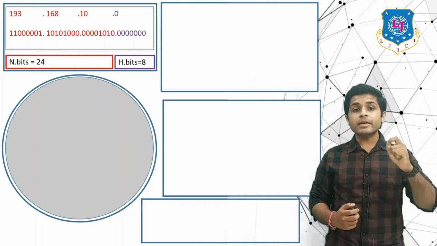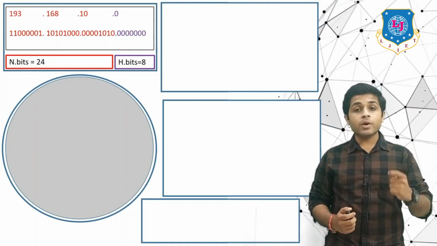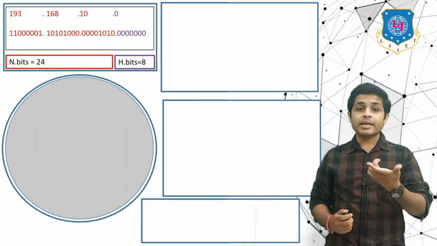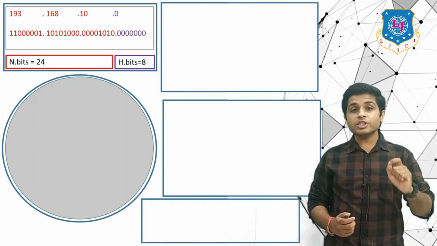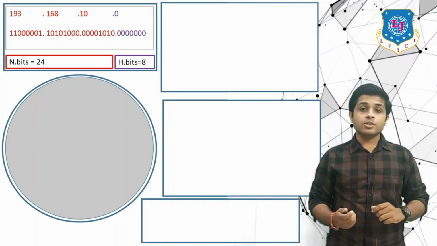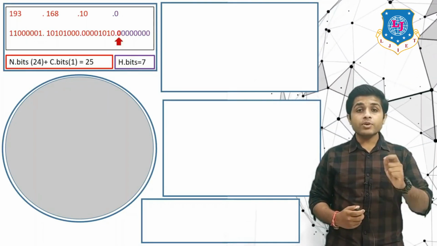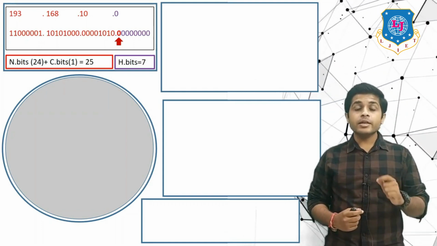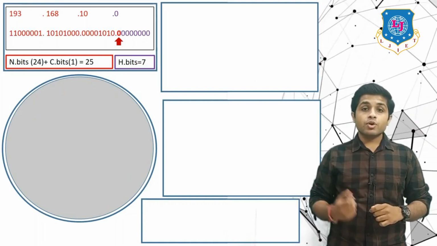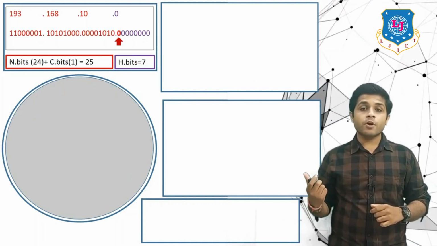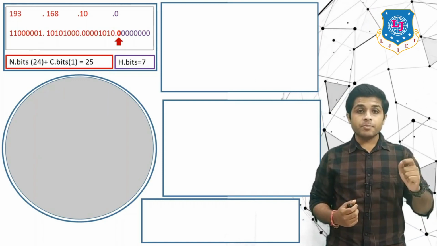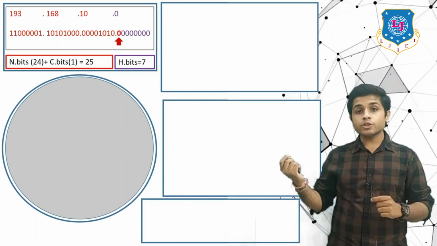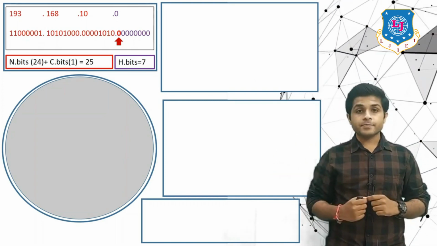So to divide the network into subnets, we will convert the host bits into network bits. Because network bits cannot be changed, we can only change the host bits. So let's change the host bit. Now you can see that that particular bit is converted into a network bit. So host bits are changed from 8 to 7 and the network bits are changed from 24 to 25. So we have converted one host bit into a network bit.